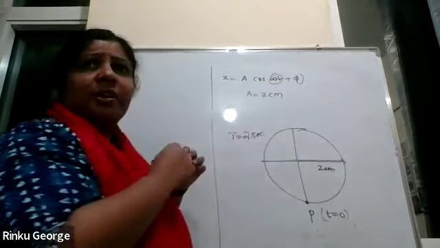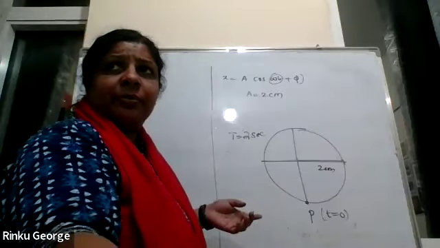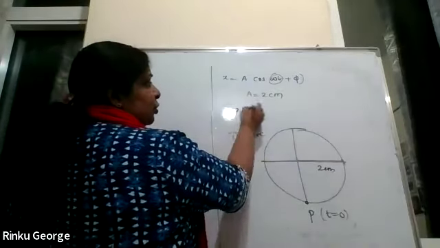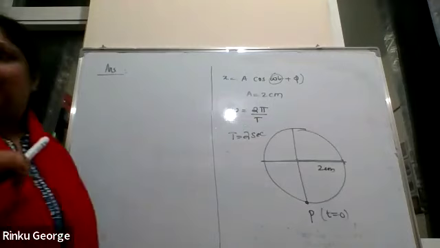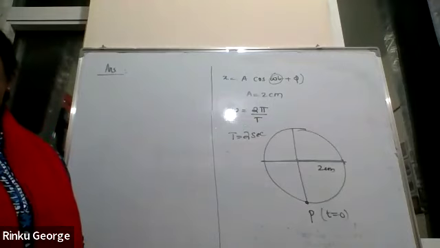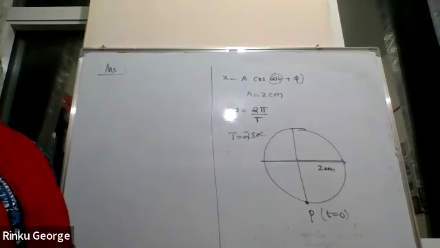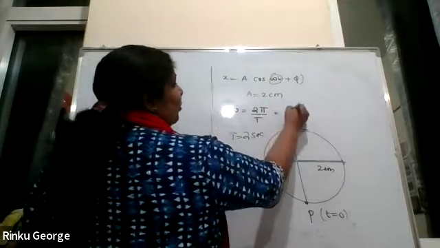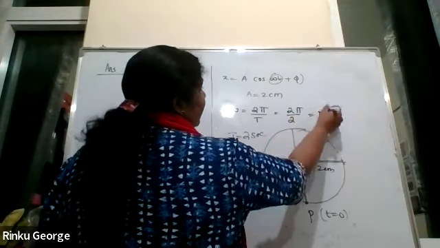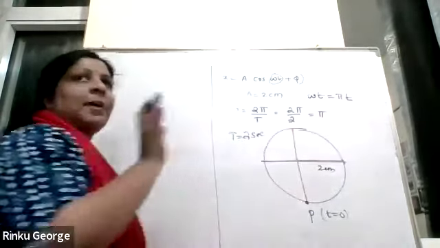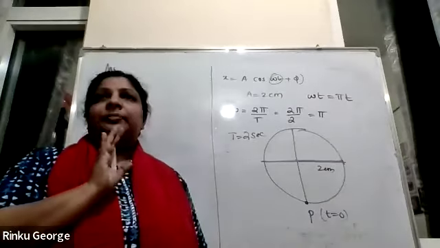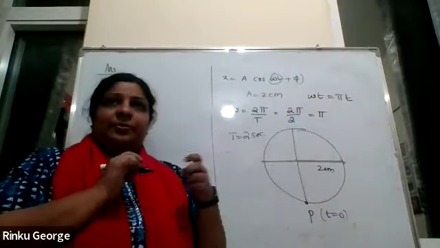Time period is given. You can find omega. Omega is 2 pi by T. What is T here? The time period is 2 seconds. So you will substitute 2: 2 pi by 2, that is pi. So omega t will be pi into t, correct? Here omega t will be pi t. That much is okay? Now you have to find this equation.